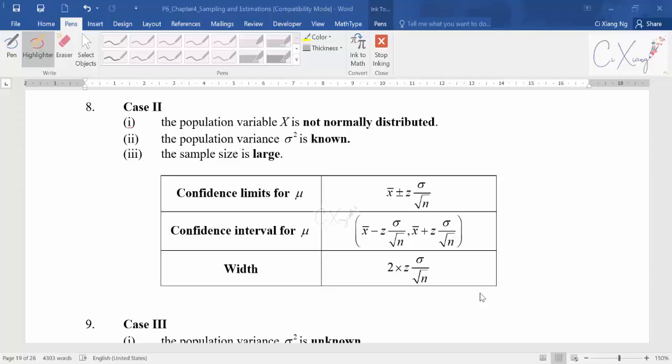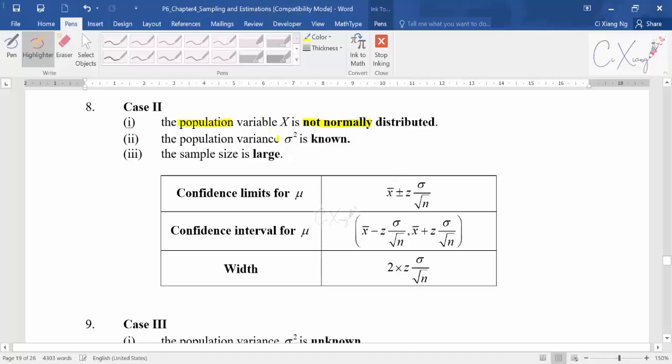Okay, so for this video, we are going to continue with case number 2 for confidence interval for mean. Just to recall, what is the criteria for case number 2? First of all, the population is not normal, so you won't see the words normally distributed in the question.